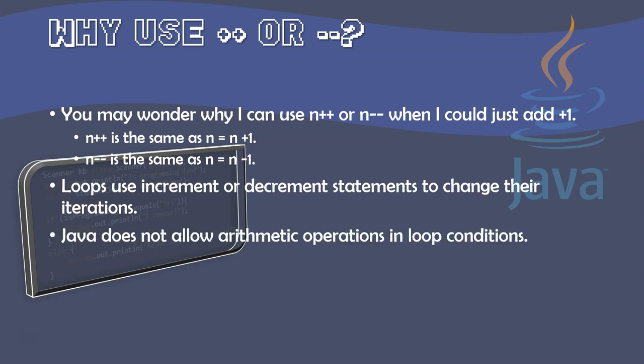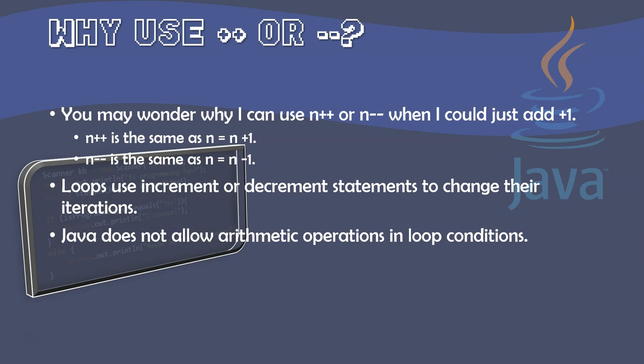And the other thing I want you to know with plus plus and minus minus is they are really helpful because Java doesn't allow us to use arithmetic operations in loop conditions. So I cannot go into a loop and say, hey, I want you to do n equals n plus 1, or I want you to do n equals n minus 1. Instead, we're going to say, hey, n minus minus, n plus plus.